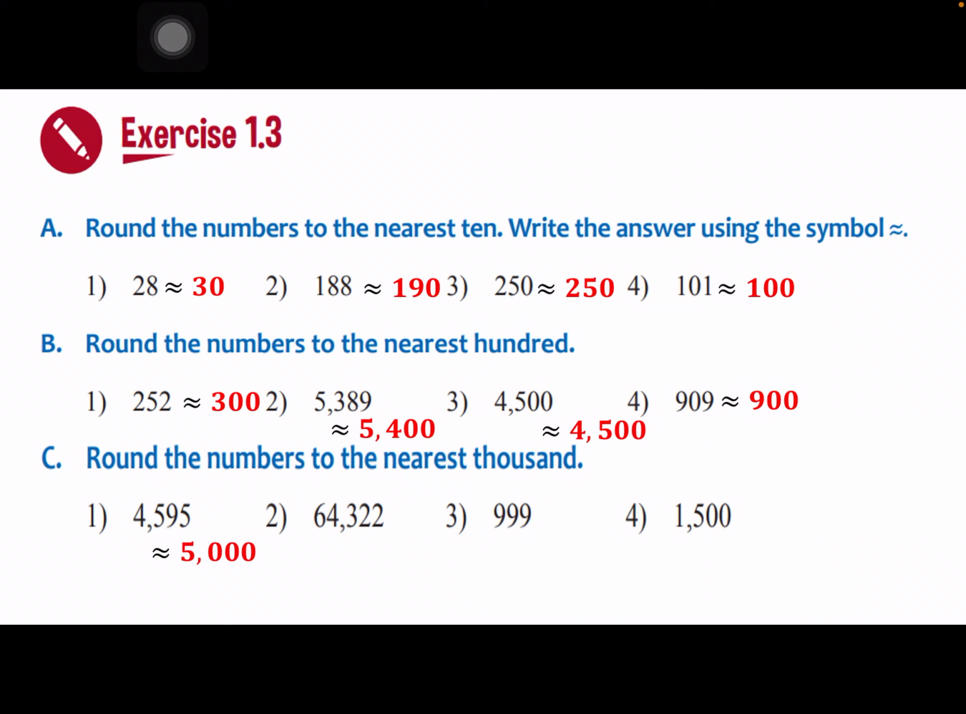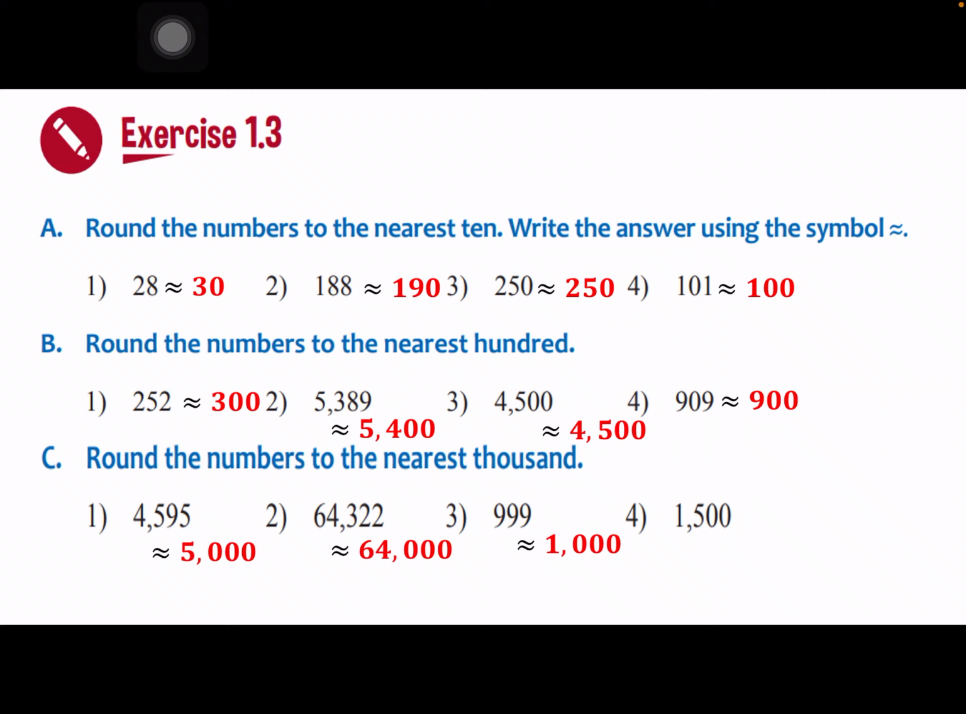Number 2, 64,322. 4 is in the 1,000 place. Next is 3. The answer is 64,000. Number 3. The 1,000 place is 9. Next to 9 is 9. You change 9. And then the answer is 1,000. Okay, students?